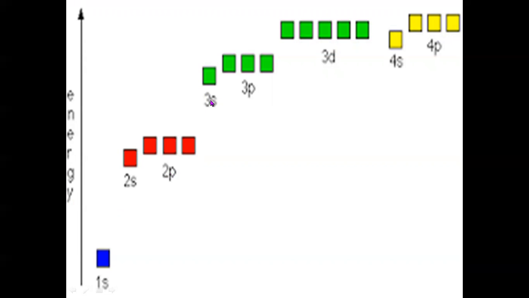above 2p, we have 3s, not below or just equal to that. Therefore, after 2p, we will have 3s, then comes 3p, then comes 3d. Now, when we compare these two, 4s has less energy than 3d. Therefore, after 3p, we will first take 4s, and after filling this 4s only, we will start filling the electrons in 3d. After 3d, if it is completely filled, the next electron will enter into 4p.